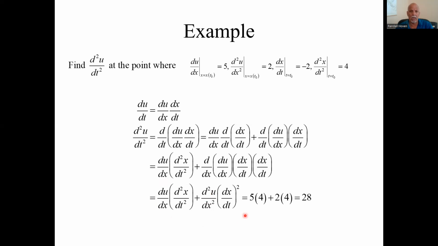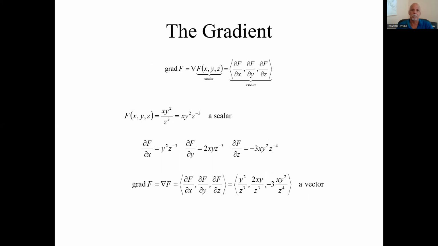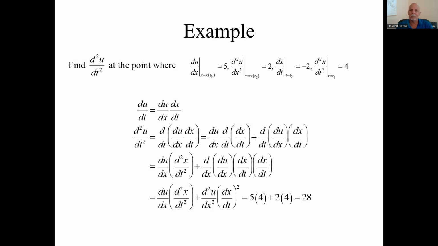So at this point, I've taken all the derivatives I need to and all the chain rule stuff I need to. I just plug in the numbers that are given for each term. du dx was 5. The second derivative with respect to t was 4, etc. Just plug in the numbers, do the arithmetic. Sorry, that's kind of tedious, and a lot of students had trouble with it.